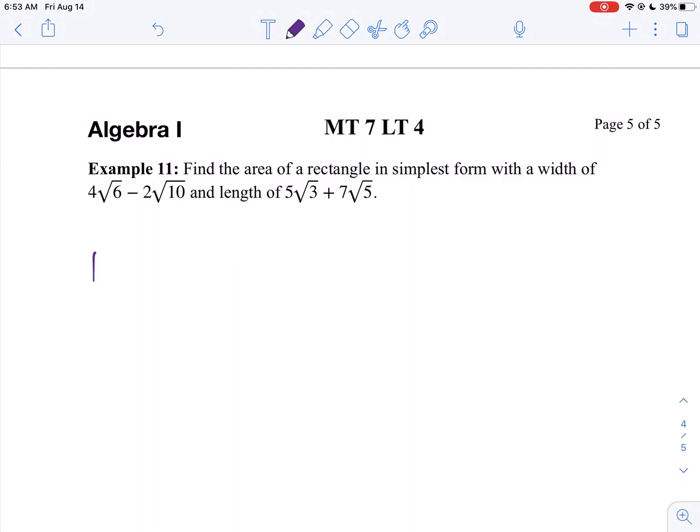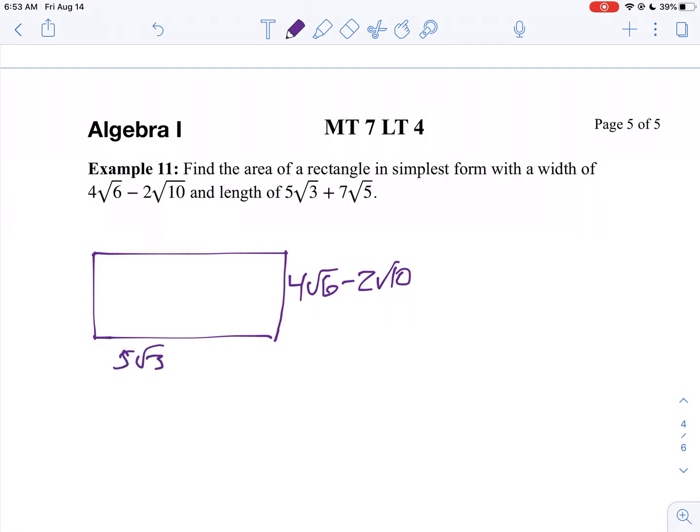So I'm going to draw out my rectangle. Kind of a poor rectangle. It has a width of 4 square roots of 6 minus 2 square roots of 10. It has a length of 5 square roots of 3 plus 7 square roots of 5. Well, how do you find the area of a rectangle? Well, area is length times width.